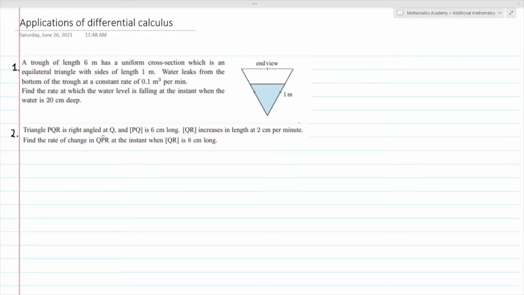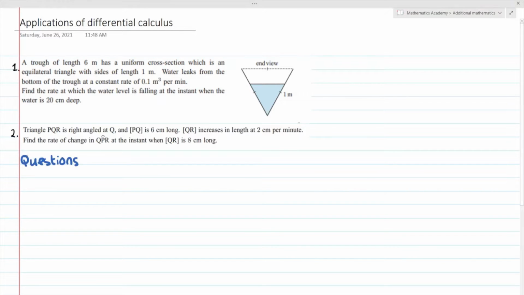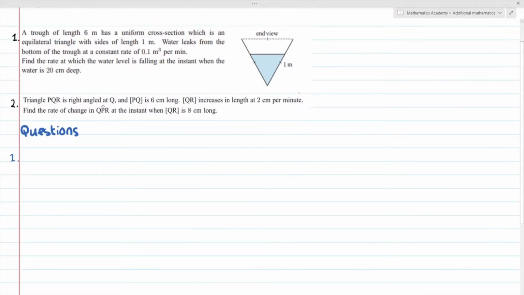We're going to look at two applications of differential calculus. So the first question asks us to relate basically volume and the depth of water in the trough. So you can read the question, and the first thing we need to do is find the volume in terms of the depth of water in the trough.